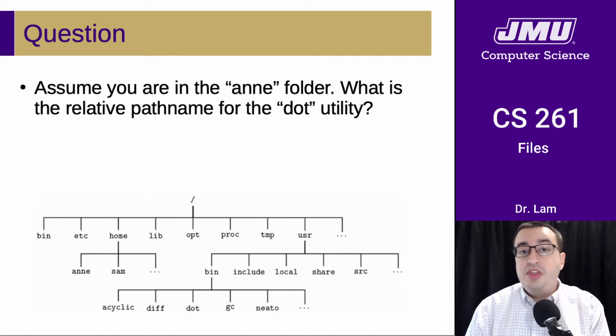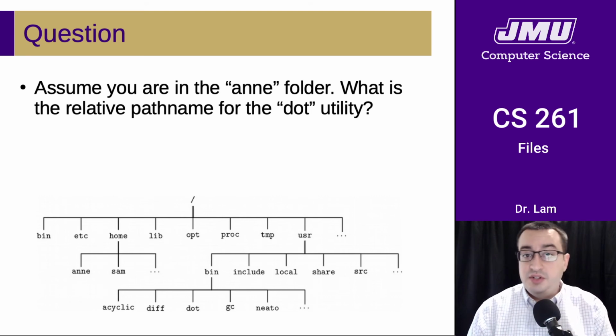But let's suppose we were in the AN folder and we wanted to run the dot utility, and let's suppose that this folder wasn't in our path. So how might we run this command using its relative path name from the AN folder? So again, pause the video and see if you can figure out what that would be.